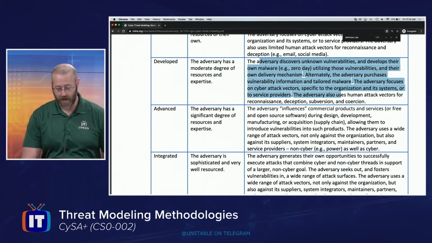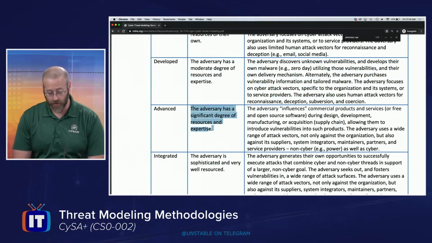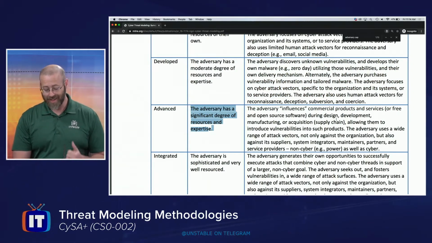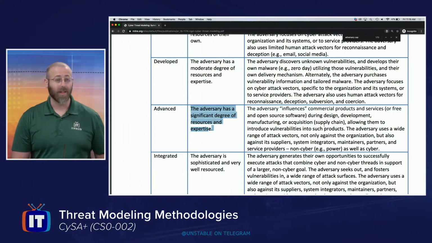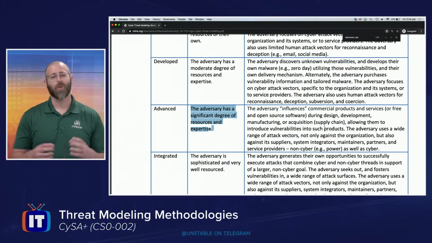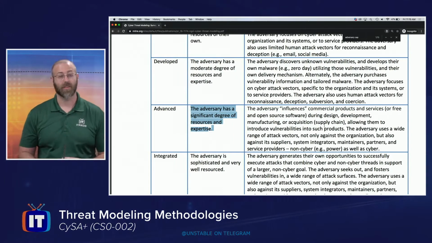And then, of course, we get into advanced. The adversary has a significant degree of resources and expertise. I like this: the adversary influences commercial products and services during design, development, and manufacturing. We're talking supply chain type attacks here. Okay, that's what we want to associate with an advanced adversary capability.